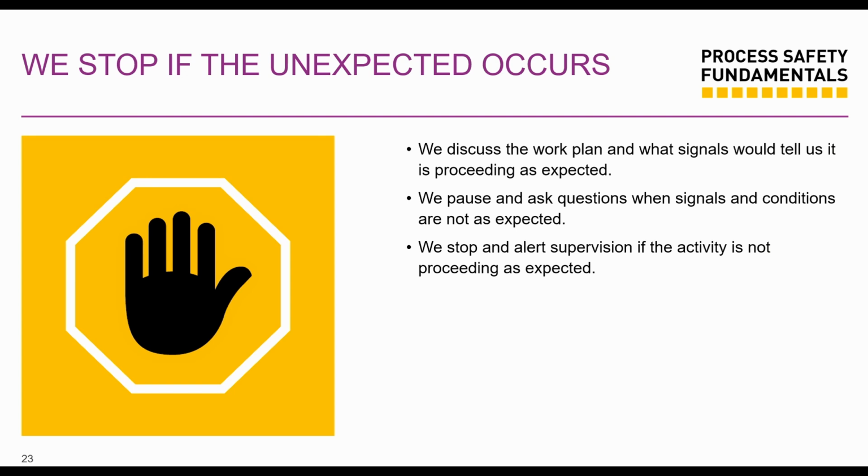Stop if the unexpected occurs. This is simple. You're working and you have a signal that tells you stuff is not going as planned. Stop, pause, ask questions. When you're seeing signals that stuff is not going well, stop, ask questions. Stop, tell your supervisor, I'm not comfortable with doing this because this and this have happened. So, what are some of the examples I have? I have a million and one.